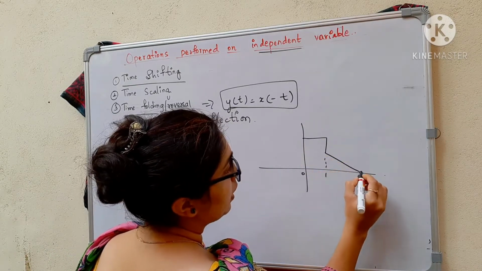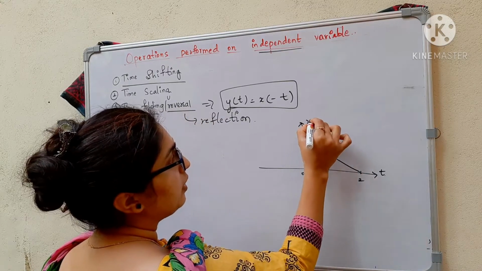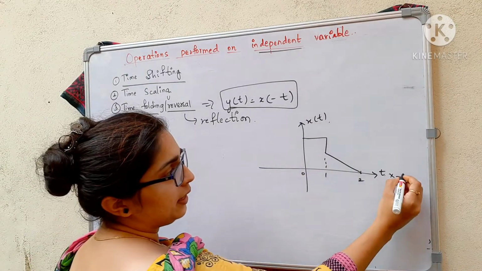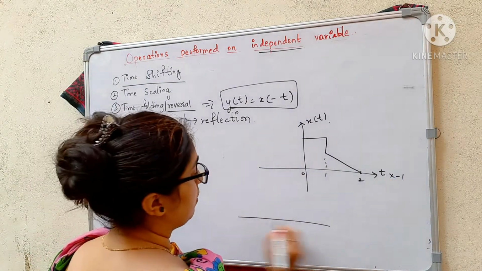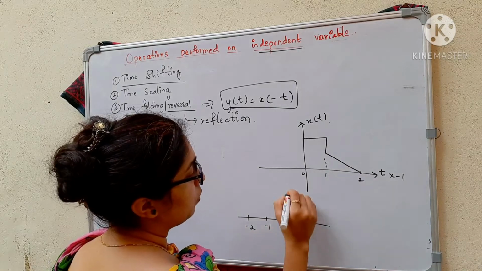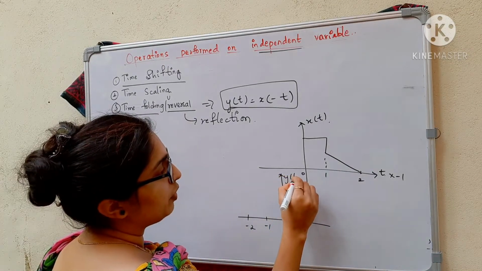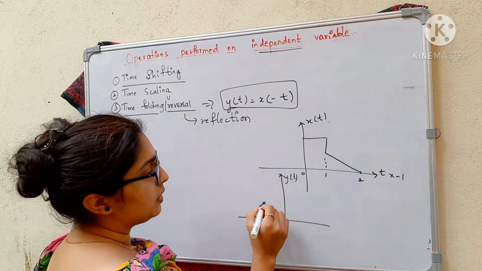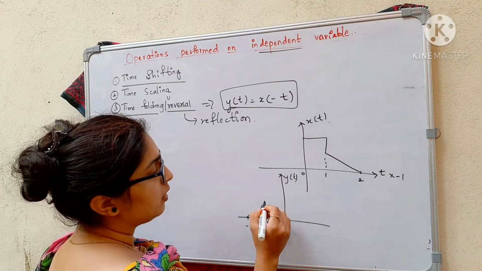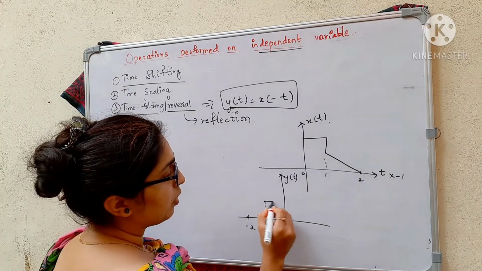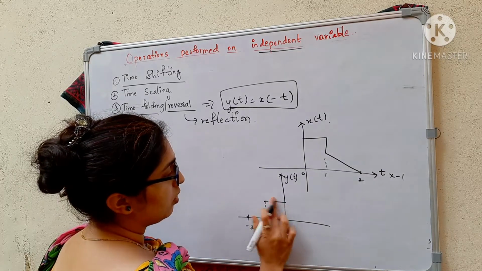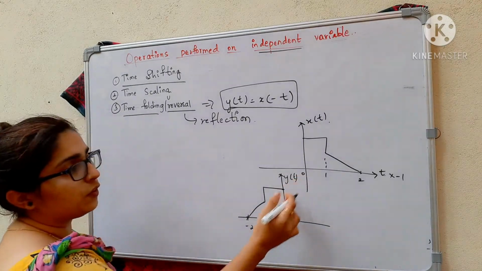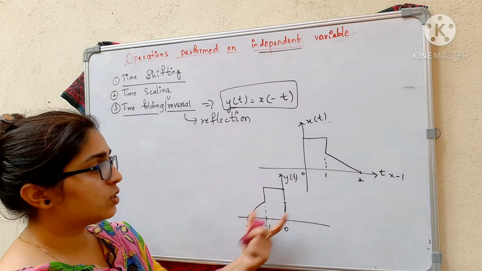0. This is at 1. This is at 2. Now find x of minus t. I will be multiplying it with minus 1. So it is minus 2, minus 1, 0. Right? This is y of t. Whatever you have, it is at minus 2. And here it will be the same value. So this one will be your x of minus t.